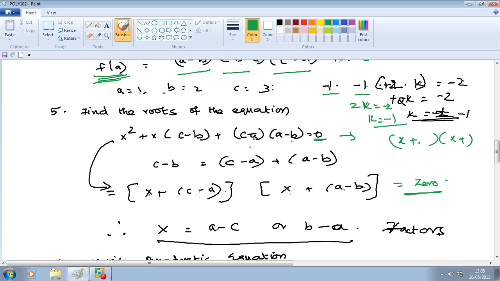Then x minus a is a factor. Here x minus a, so x equals minus of whatever is in the bracket. A minus c is the factor, and x minus of a by b, or b minus a, is a factor. So the factor theorem is: something equal to zero means x minus a is a factor.